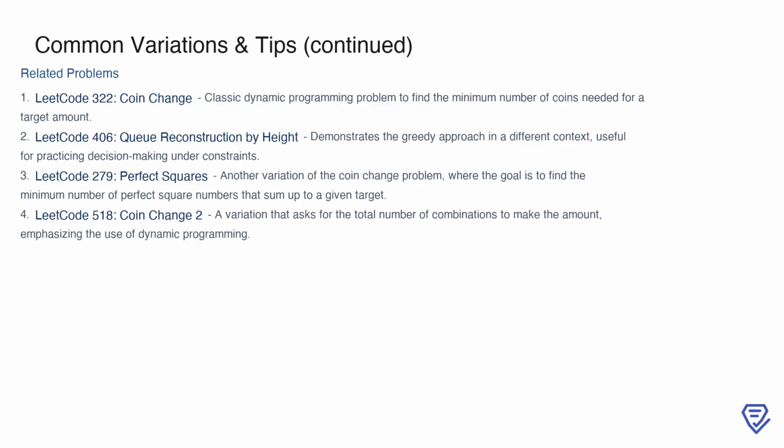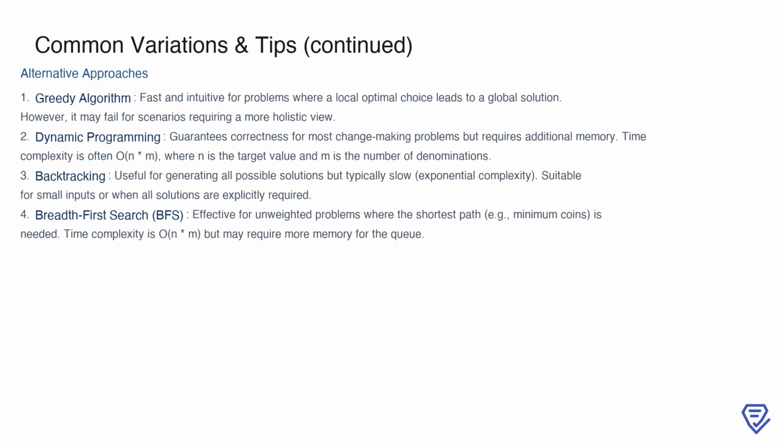There are several alternative approaches to solving change-making problems, each with its own strengths and trade-offs. The greedy algorithm is often fast and intuitive, particularly when a local optimal choice leads directly to a global solution. However, it might fail in cases where a broader perspective is needed. Dynamic programming, on the other hand, guarantees correctness for most change-making problems and is especially useful when you need to account for all possibilities. Although it requires additional memory, its time complexity, usually O(n*m), where n is the target value and m is the number of denominations, makes it efficient for many scenarios.